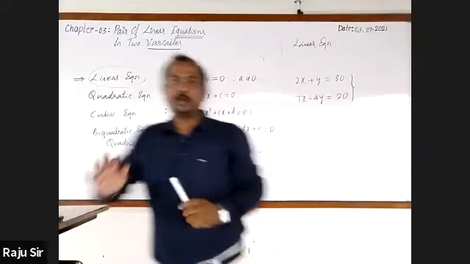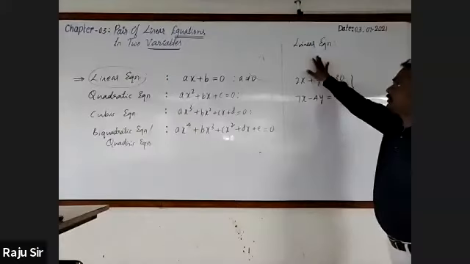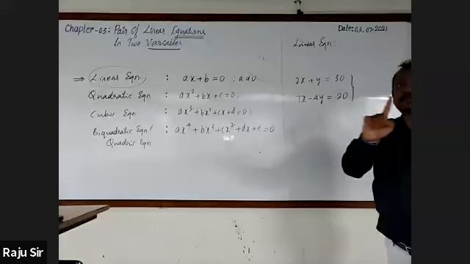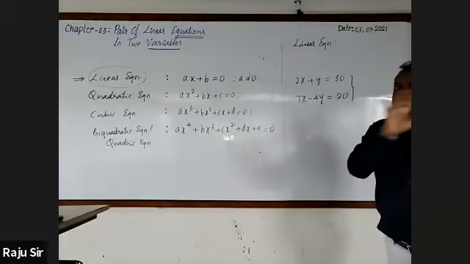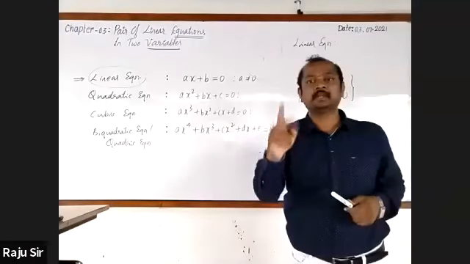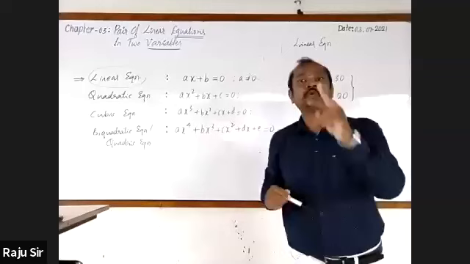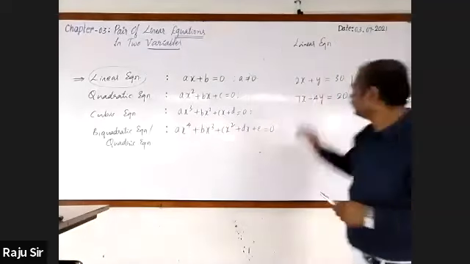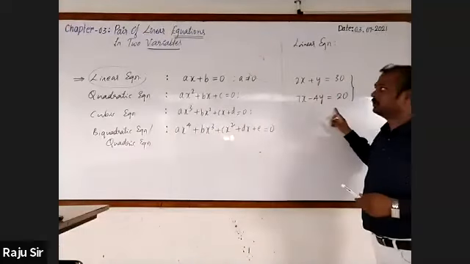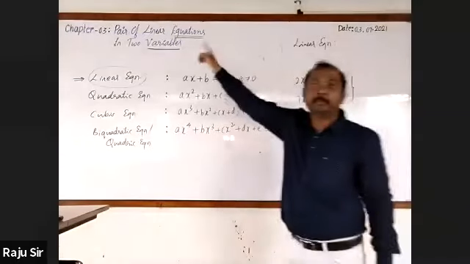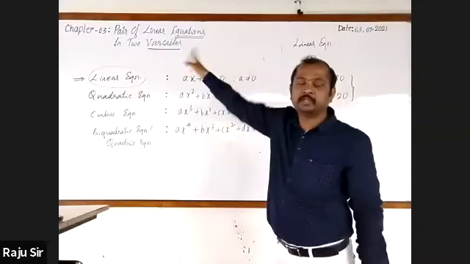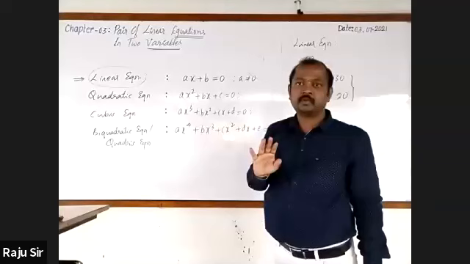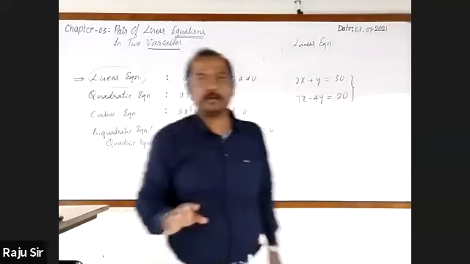Followed? Look here. An equation of degree 1 with two variables is called a linear equation in two variables. If two linear equations in two variables are taken together, then it is called a pair of linear equations in two variables. Have you understood the definition?